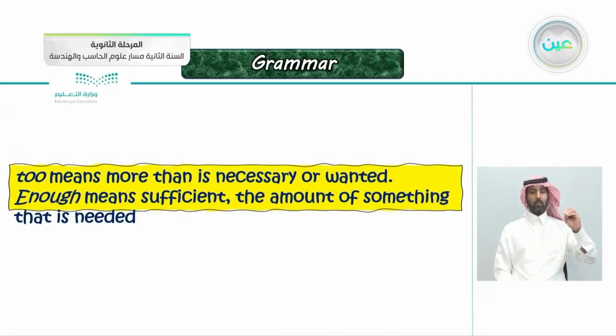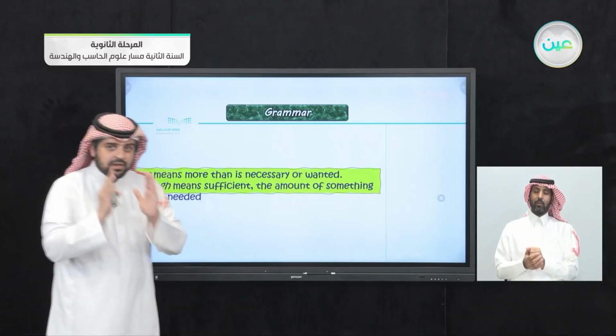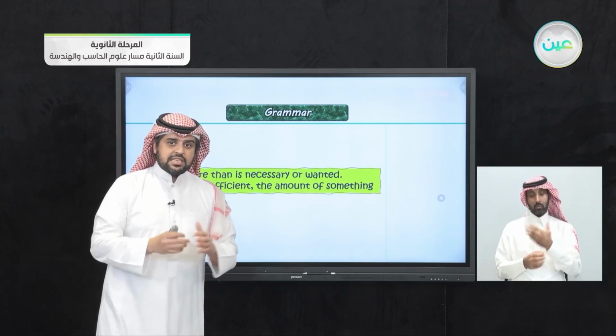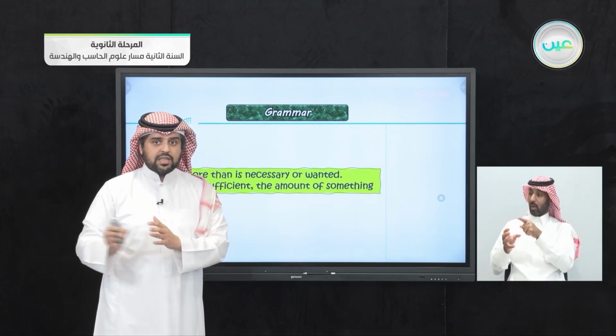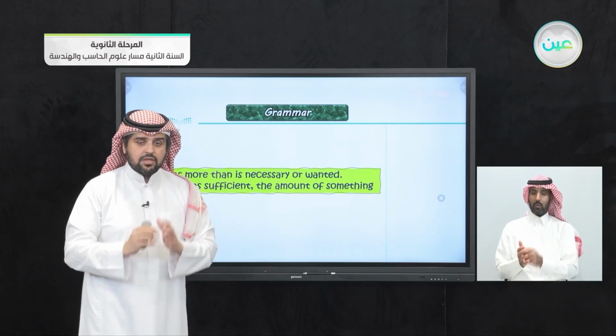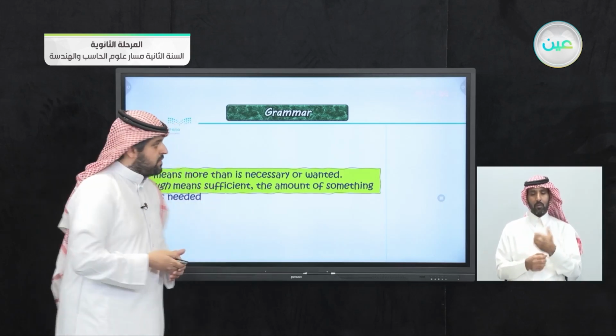Too means more than is necessary or wanted. It's almost the same meaning as extremely. Enough means sufficient, the amount of something that is needed. So enough means the perfect amount to do something. She is tall enough to reach the shelf. They have enough money to buy the house. So they have the correct amount of this thing to do that thing.